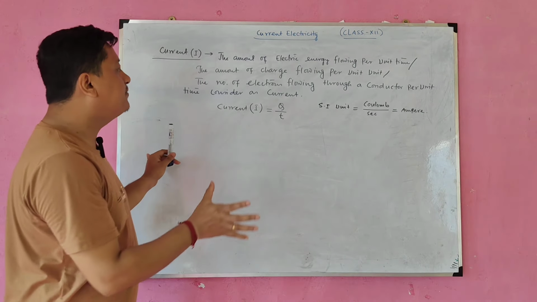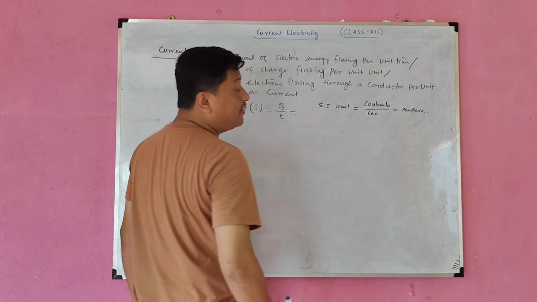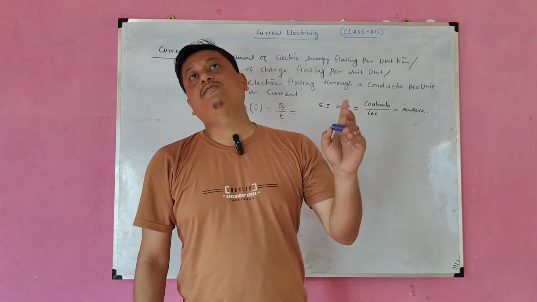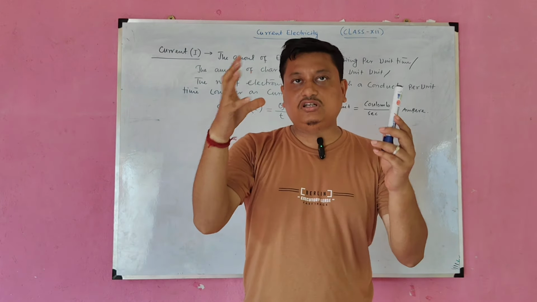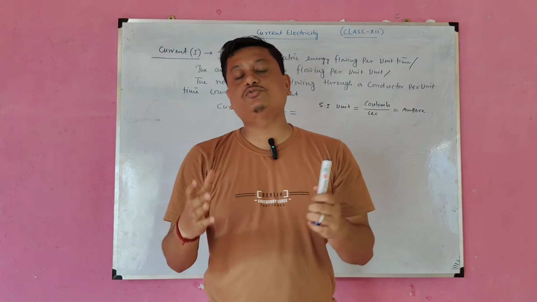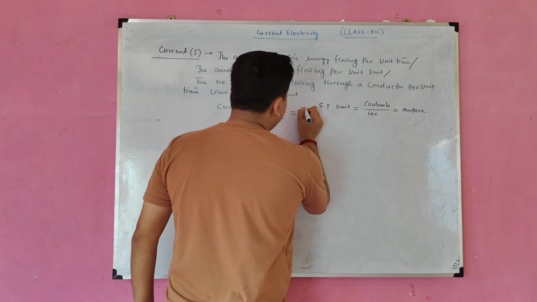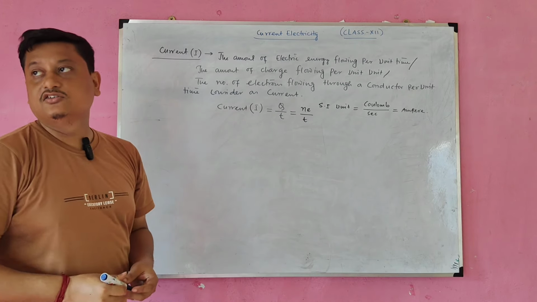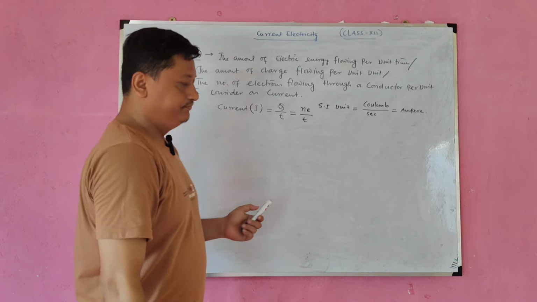So the basic information of current is Q upon T. According to the concept of quantization of charge, which you saw in the first chapter on the property of charges, total charge is a combination of many charge particles. So total charge Q can be written as the number of electrons, N e, so I equals N e upon T.